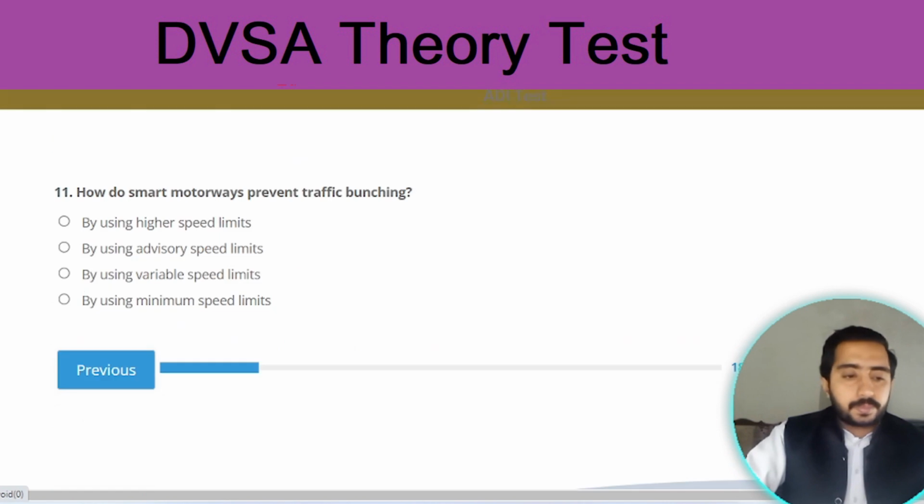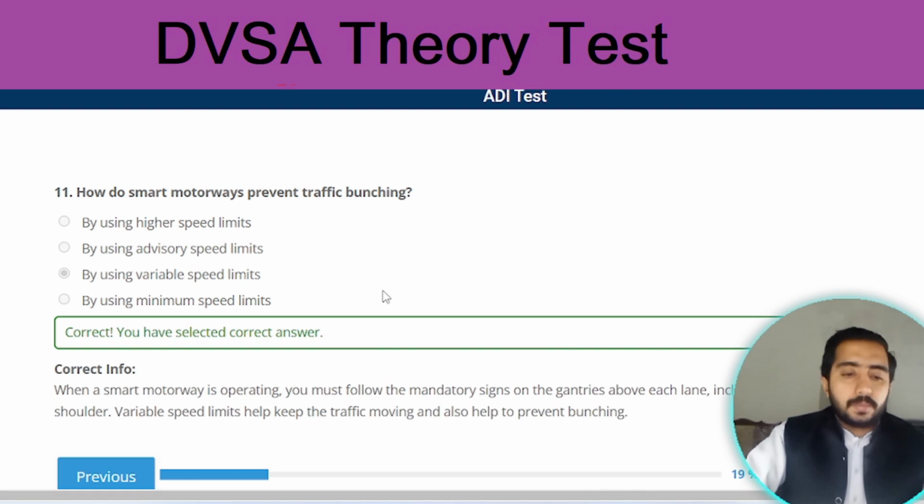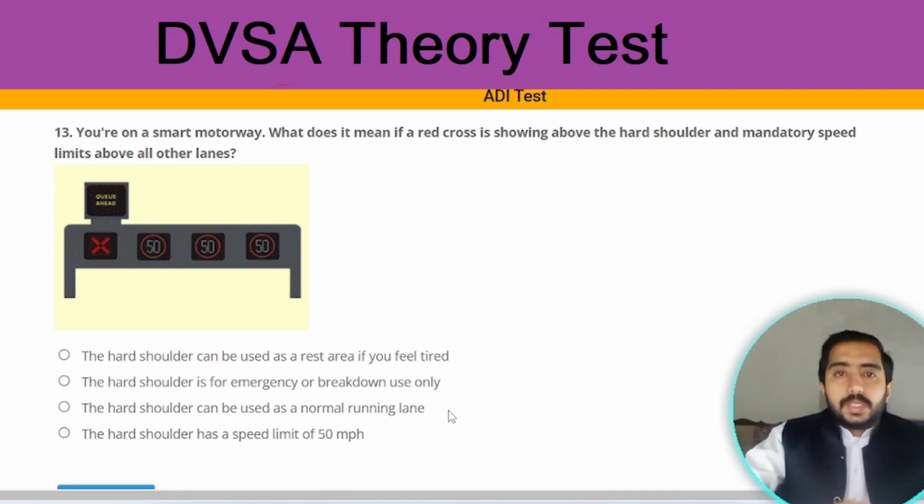Next question. How do smart motorways prevent traffic bunching? Traffic bunching is prevented by using variable speed limits. Option C. Next question. Question number 12. You are towing a trailer along a 3-lane motorway. When may you use the right hand lane? You use the right hand lane only when there are lane closures. Option C.